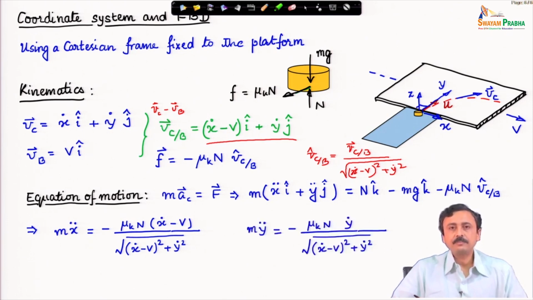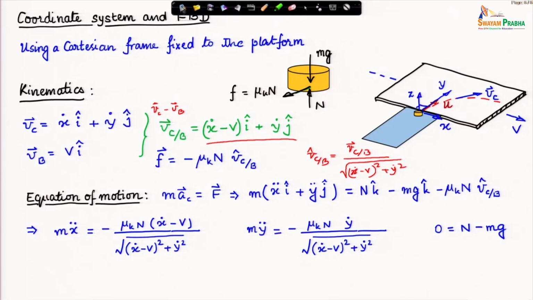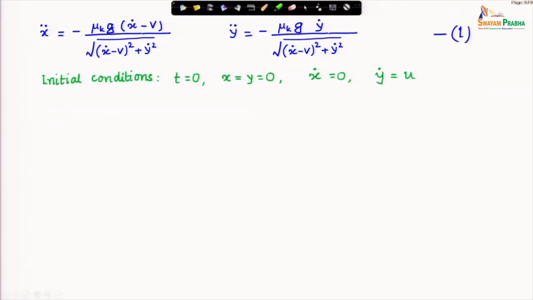Similarly, you can find out the j cap equation, and the k cap equation is nothing but balance of force, because there is no acceleration in the vertical direction. What it tells us is the normal reaction is nothing but the weight of the block. Okay. So, we proceed with these equations of motion.